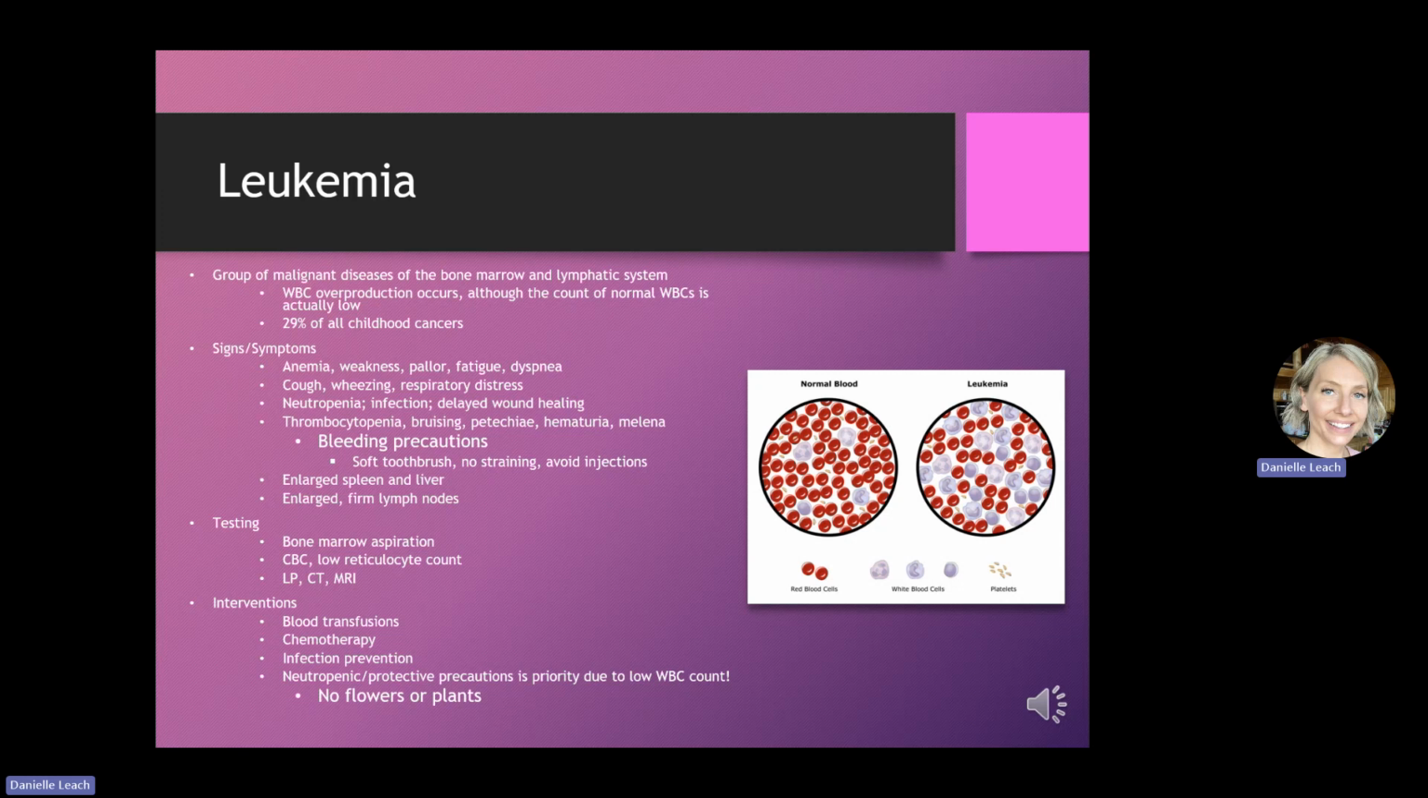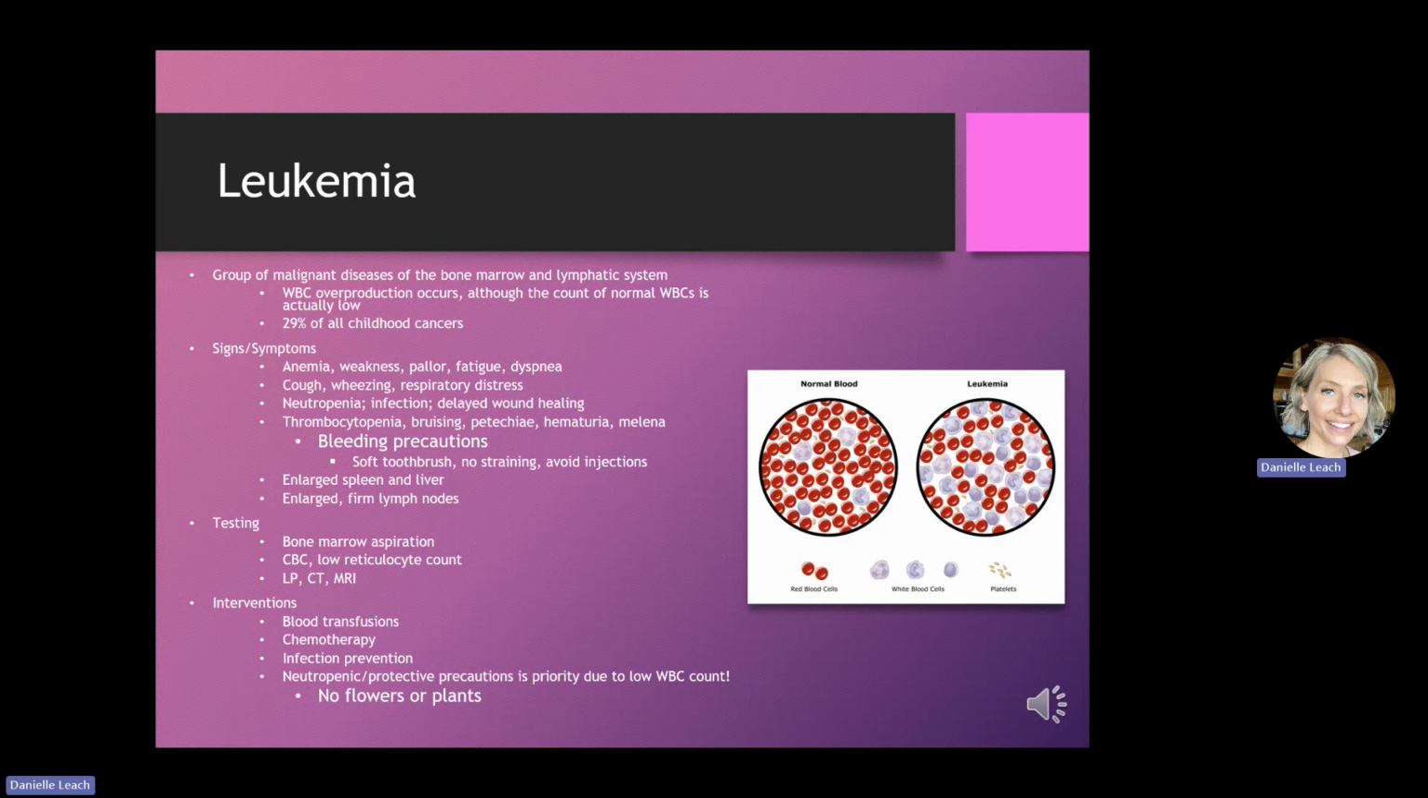They may have an enlarged spleen and liver because of this overproduction of these blood cells and enlarged firm lymph nodes. Testing for this, we can directly test the bone marrow with bone marrow aspiration for a positive diagnosis of these abnormal cells. We can do a CBC, and we can do different scans to see is there any metastasis of disease.